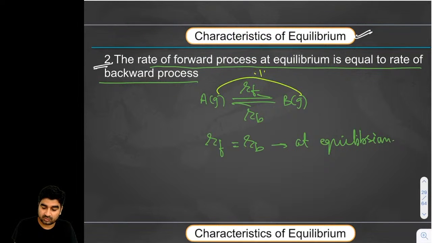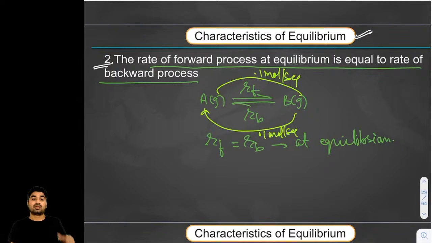So if it is moving 0.1 mole per second, then 0.1 mole of A is being converted into B. The same amount of B is converted back into A. Got it? Tell me guys.